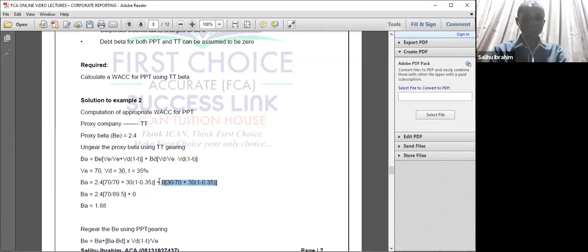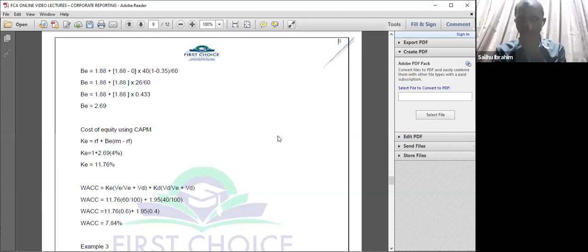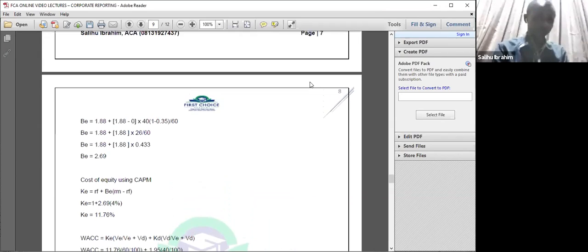Okay. So when you put this one here, we have 2.4 times 70 over 89.5. So that is giving us what? 1.88. Okay. Now, I have got 1.88. It means that is what? That is the business risk in that industry.